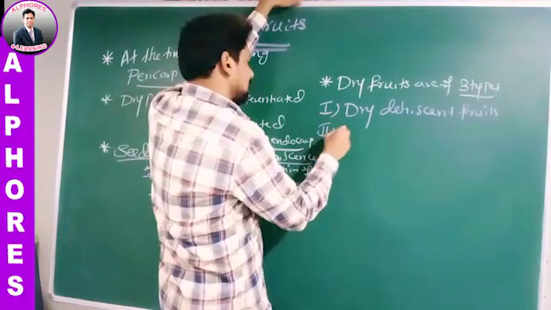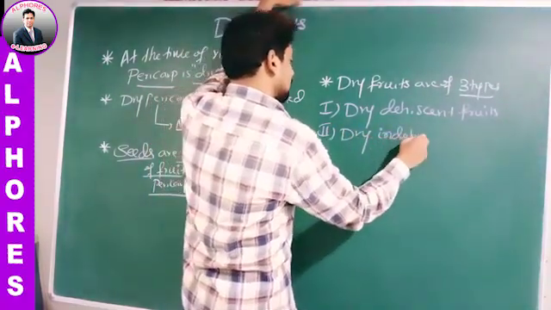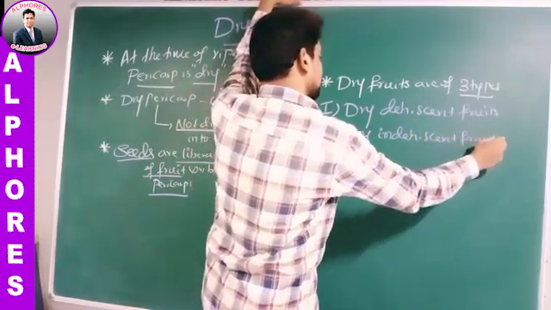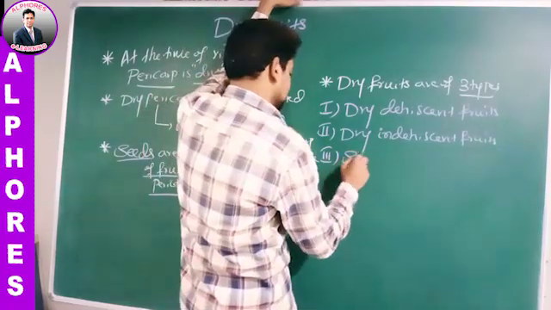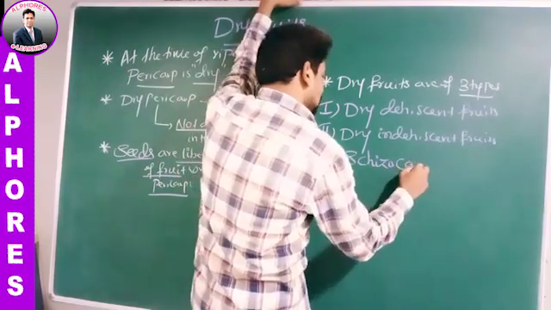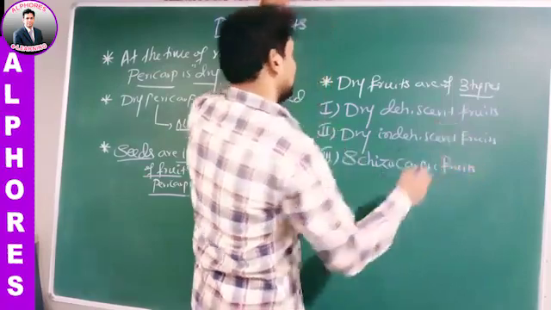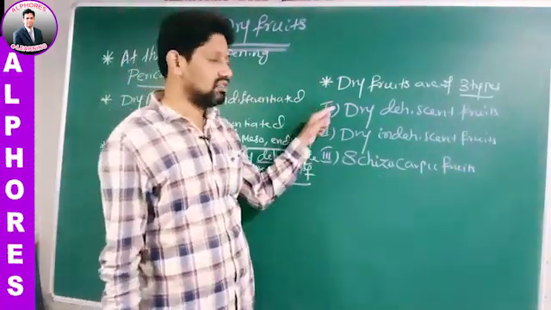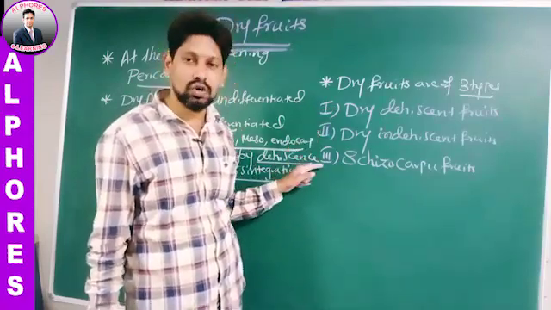Second one is dry indehiscent fruits. And the third one is schizocarpic fruits. Okay, therefore dry fruits are of how many types? Three types. What are they? Dry dehiscent fruits, dry indehiscent fruits and schizocarpic fruits.